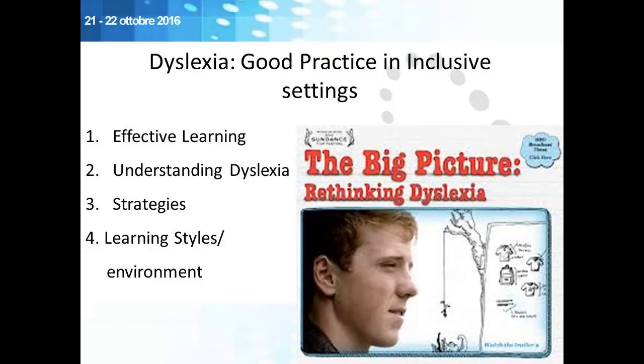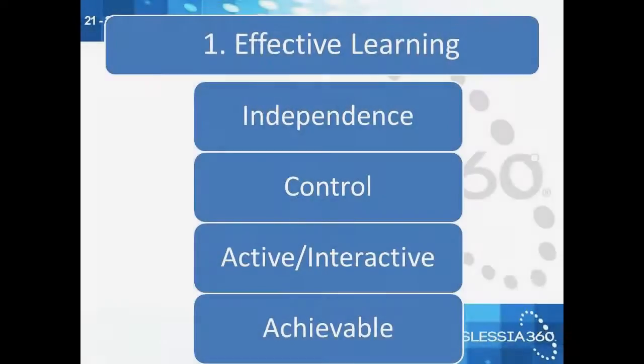Now, I mentioned earlier on that effective learning is the key point. And there's 4 points here about effective learning. One is independence. What we need to do is to help the learner with dyslexia become more self-sufficient and more in control of their own learning. Because it's too easy to give them support. It's too easy for them to rely on a teacher or a specialist teacher. So we need to see how we could give them ownership and give them control over their own learning, so that they take that responsibility. And I think that's a very important point to be aware of.